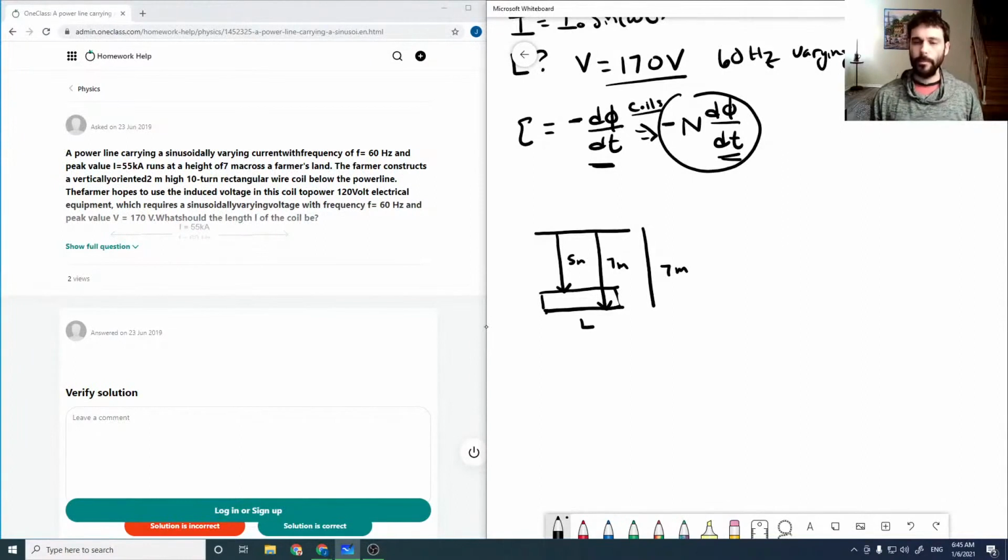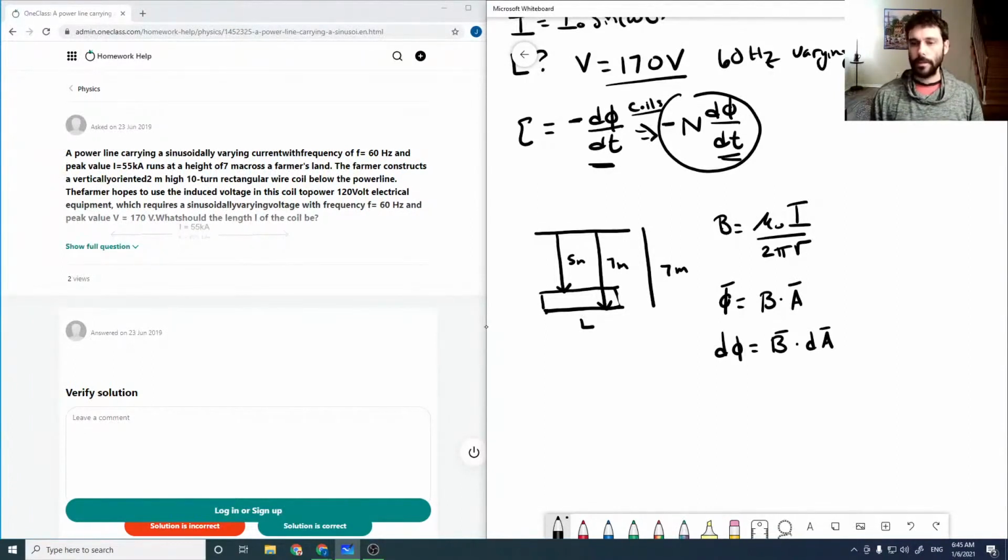Okay? Now, the length is L, and my B field from a conducting line can be found as mu naught I over 2 pi r. So it is an r-dependent B field. But my flux is typically defined as B dot A.